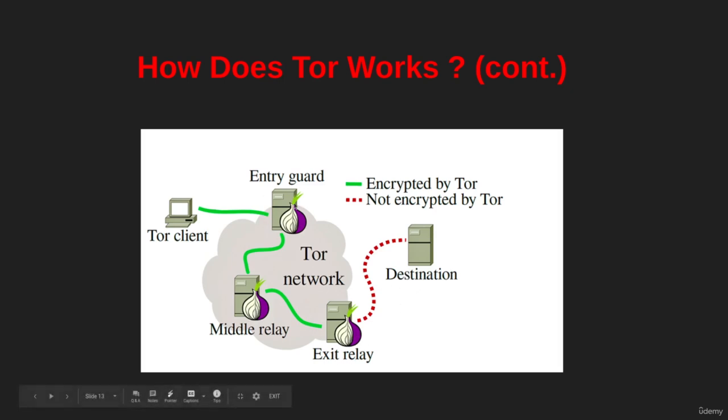The entry guard will know the origin, the Tor client IP. The exit relay will not know the IP of the Tor client, but it will know the IP of the destination. And the entry guard will not know the IP of the destination, only the IP of the Tor client. Now, I know you may get confused, but again, if you want to read more about Tor, you can check the link I provided to the official Tor Project and read more about it if you are interested.